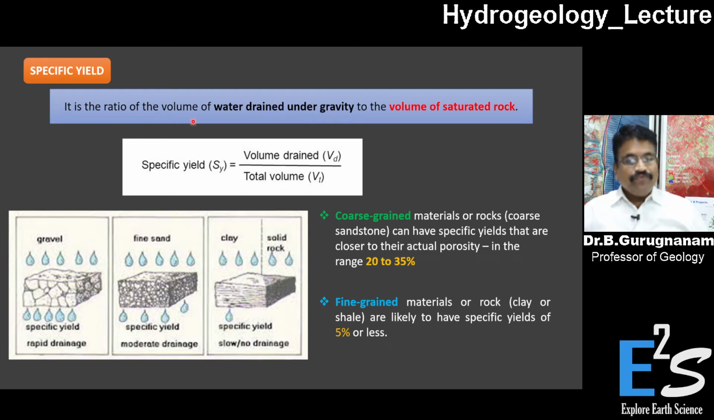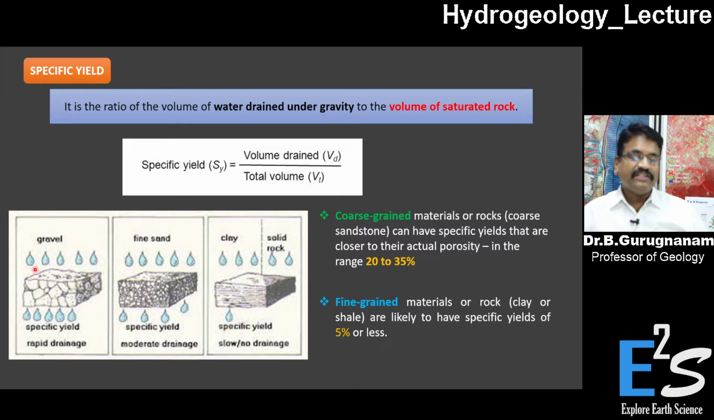So it is the ratio of volume of water drained under gravity to the saturated rock. Specific yield, in other words, can also be called volume drained, VD, over total volume. This is the rapid drainage, this is moderate drainage, this is slow drainage or no drainage.